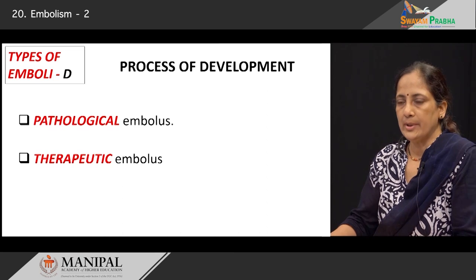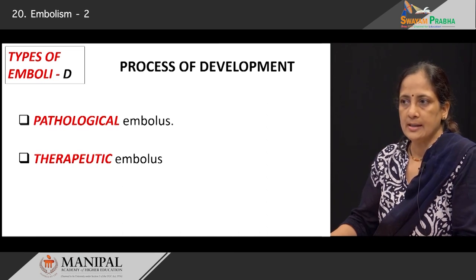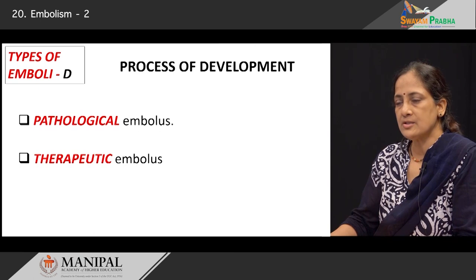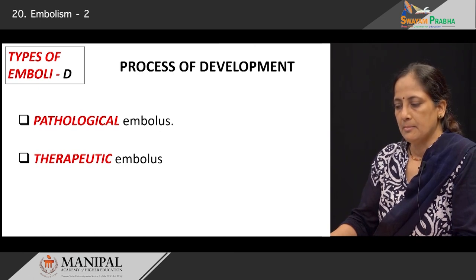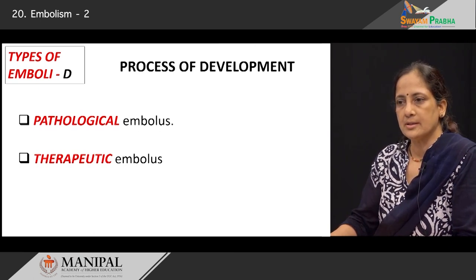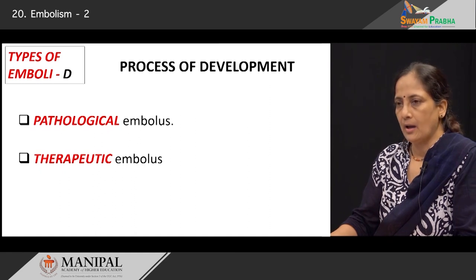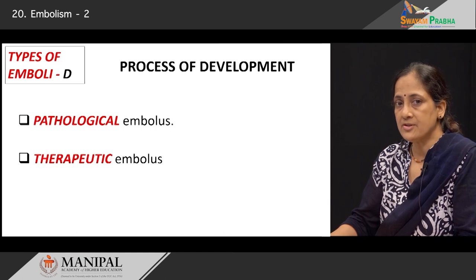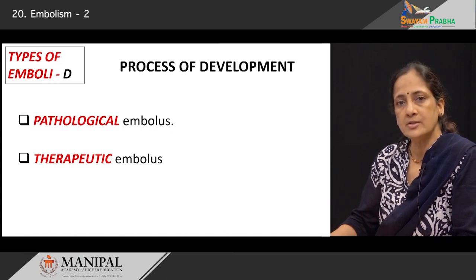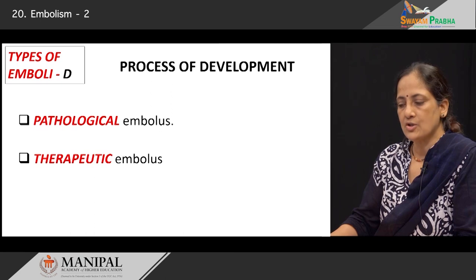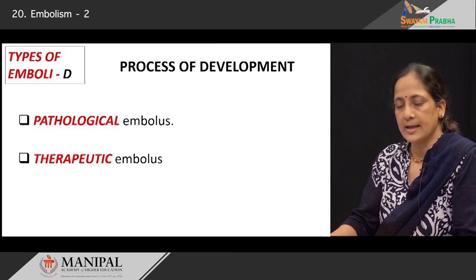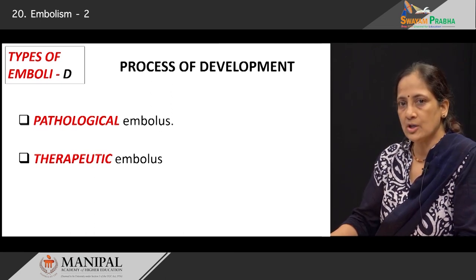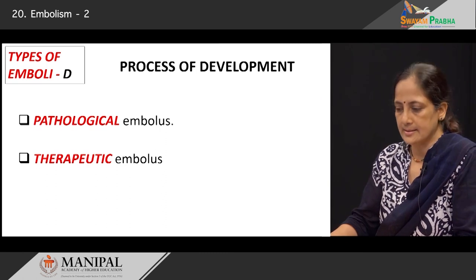The last and final way in which we can classify emboli depends on the process of their development. Most of the emboli we described earlier were pathological emboli. However, in the clinical scenario, sometimes the clinician induces an embolus to control the growth of a tumor or sometimes intractable bleeding in the GI tract. This is called therapeutic embolization as compared to the pathological emboli we looked at earlier.